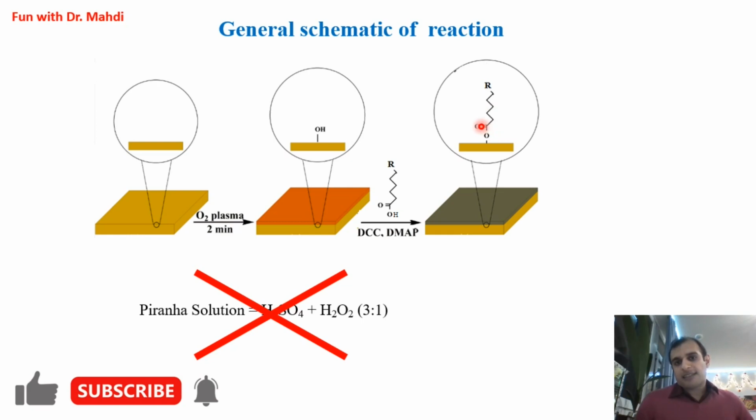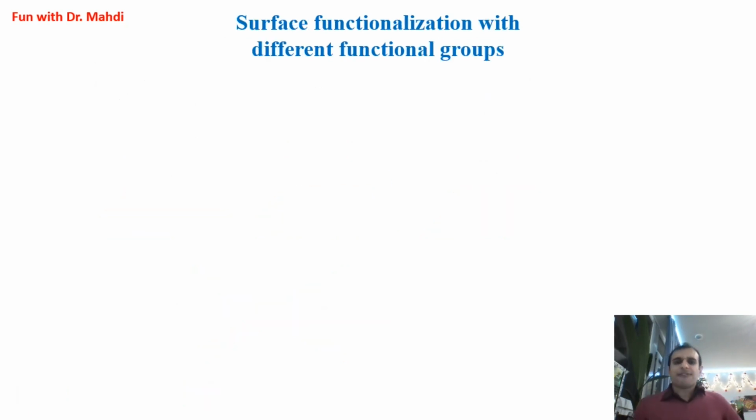Now, after esterification, after the reaction between the carboxylic acid group and the hydroxyl, you have your compound on the surface. Here you can see the R. R can be anything. R can be thiol, azide, alkyne, amine, or anything else. Now, in the following, I would like to introduce you to surface functionalization with different functional groups.